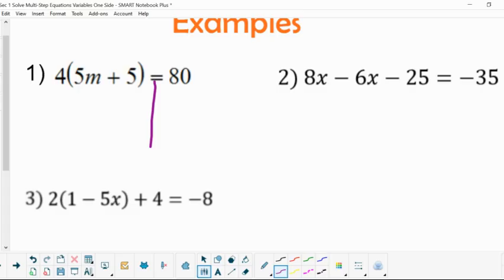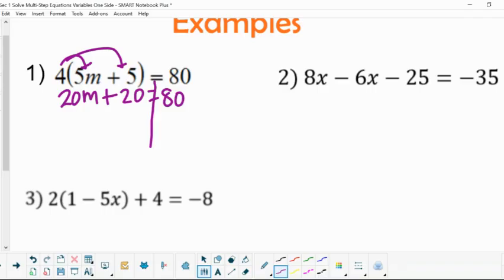Okay, our first step said distribute first. Do we need to distribute first on number 1? Do you have a number next to a parenthesis? Yes, so we need to do that first. So let's do that. Let's multiply that in. Everybody help me out. What's 4 times 5m? Good. How about 4 times 5? 20. Okay, good. That's done. Now we've got to look for like terms. Let's look on the left. Are these guys like terms? Do they have the same variable? No. And then I don't have anything over here, so I'm ready to move on.